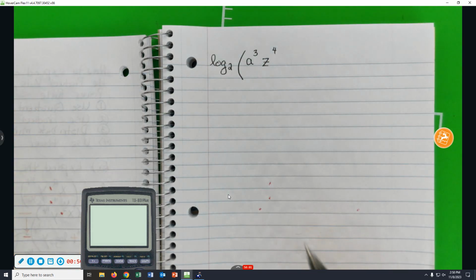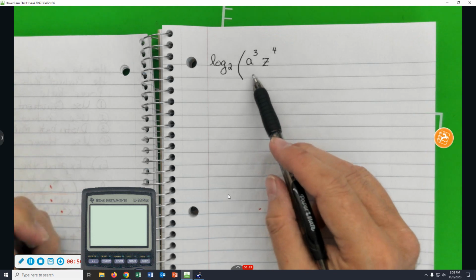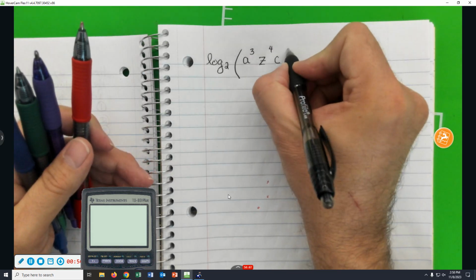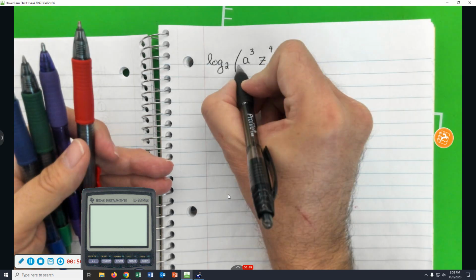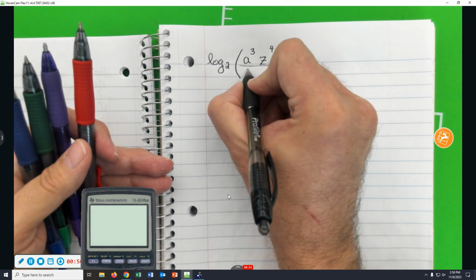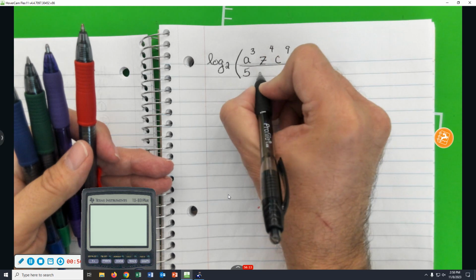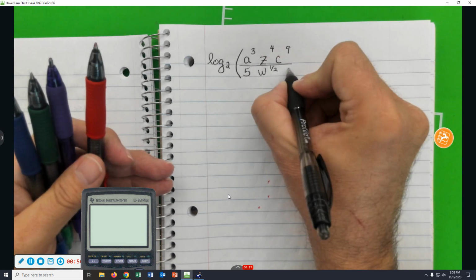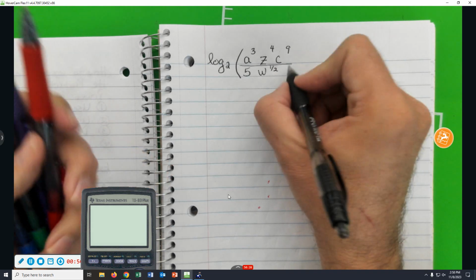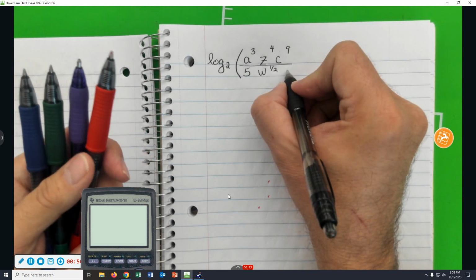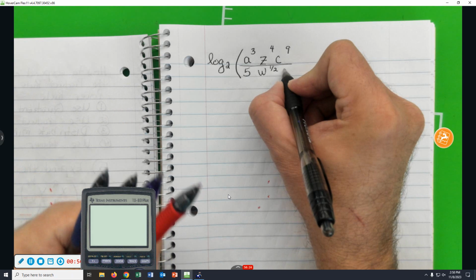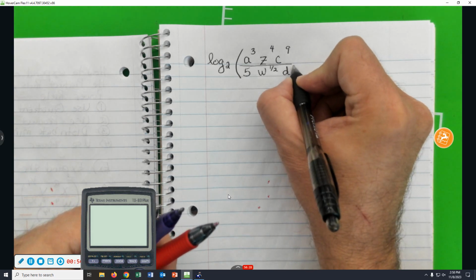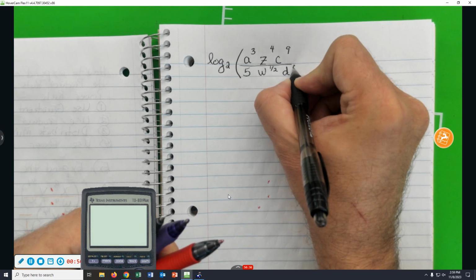Okay, you're right. Log base 2 of a to the third, z to the fourth, and on top c to the ninth, over the number 5, w to the 1/2, and, that's enough, I'm just going to add one more letter. We're not going to have to type this, okay? So d to the 6th.